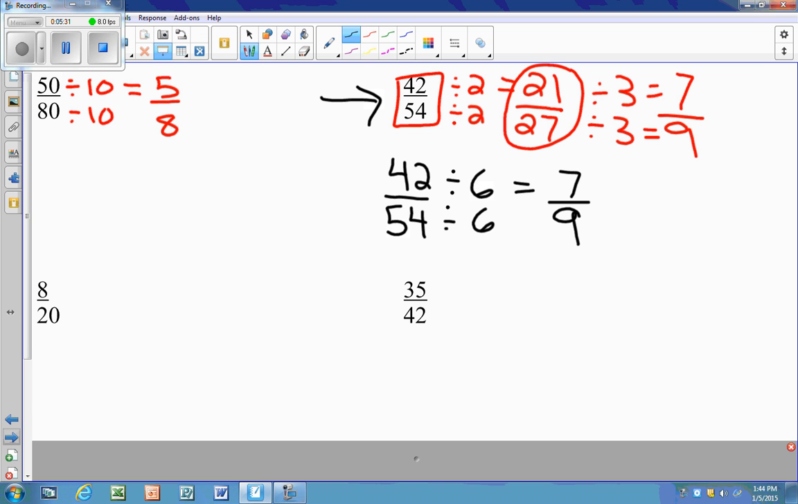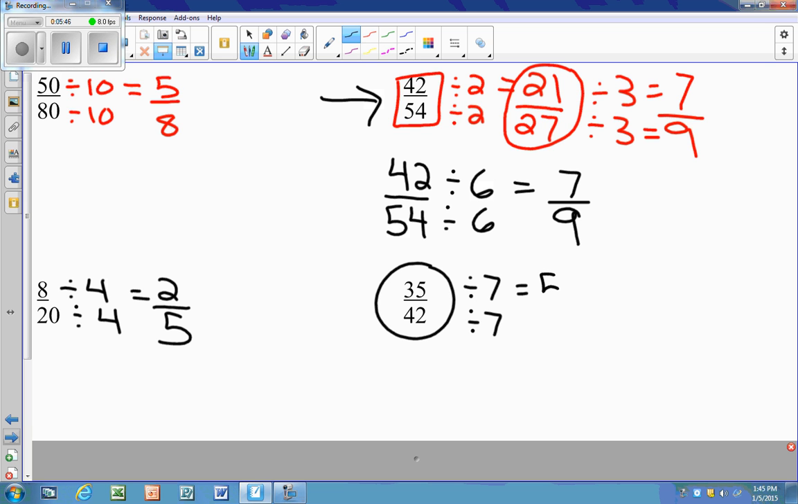So now I look at 8/20ths and I see that I can divide it by 4. And over here, I look at 35/42 and I know I can divide it by 7. So you have to think of the facts that go into both.